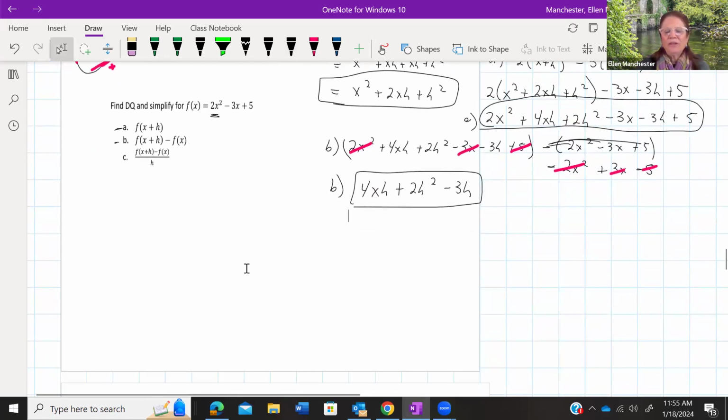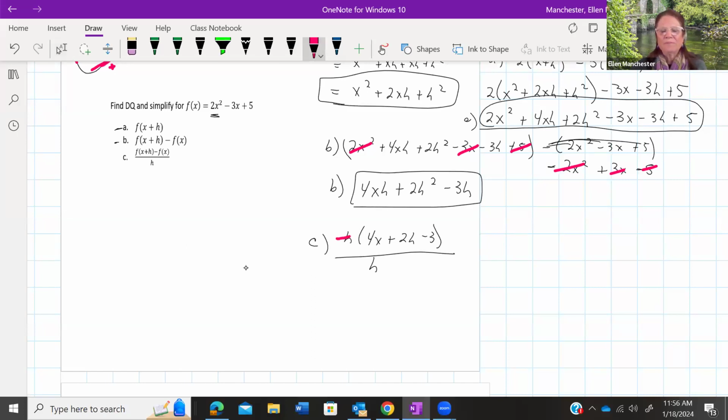Okay, and then C says take the h out. So I'm going to take this answer and factor out an h first and divide it by h. Now I can cancel. So my difference quotient is 4x plus 2h minus 3.